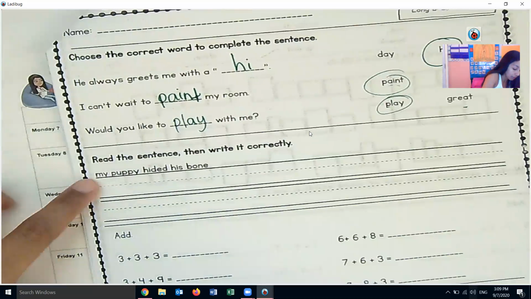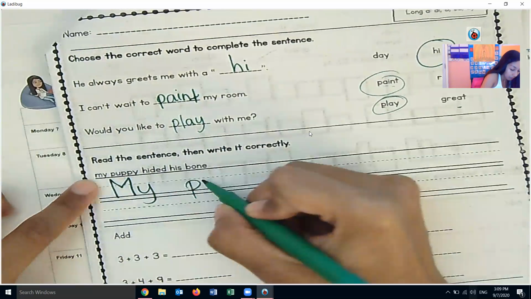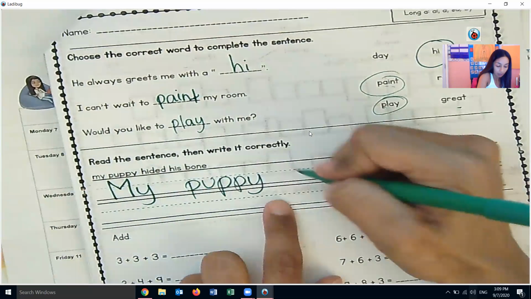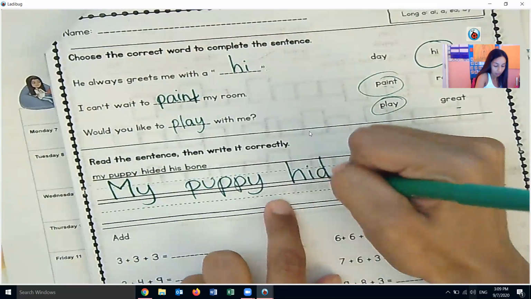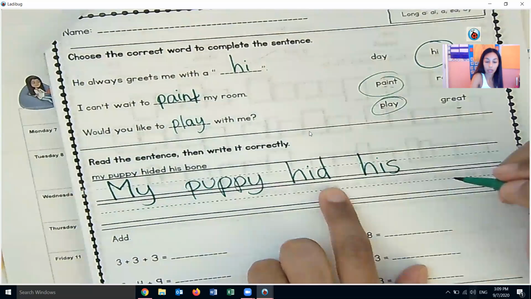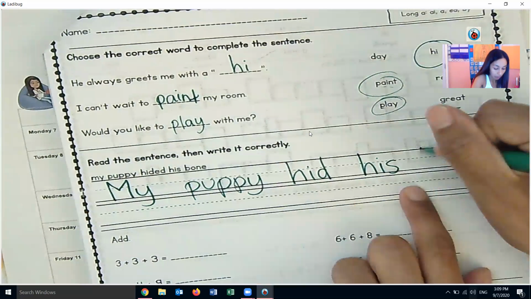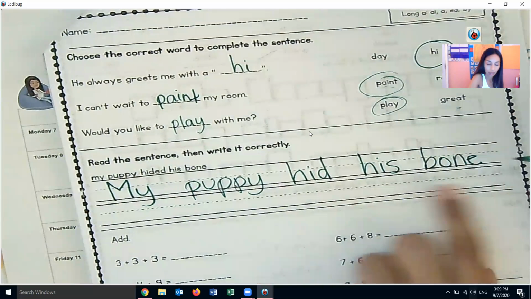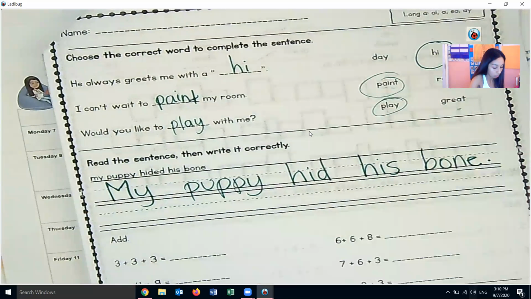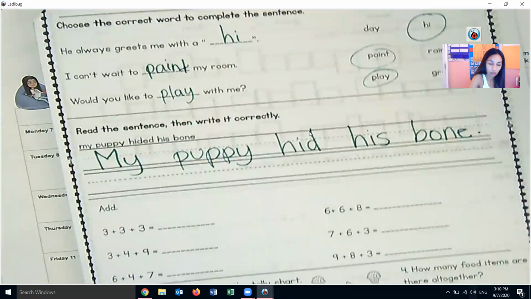We're going to capitalize my puppy hided his bone. So instead of hided, we're just going to say hid his bone. And even without the ed, it's already past tense in this way. His bone, and we need to add punctuation at the end. So period, question mark, exclamation. Here we'll do period.